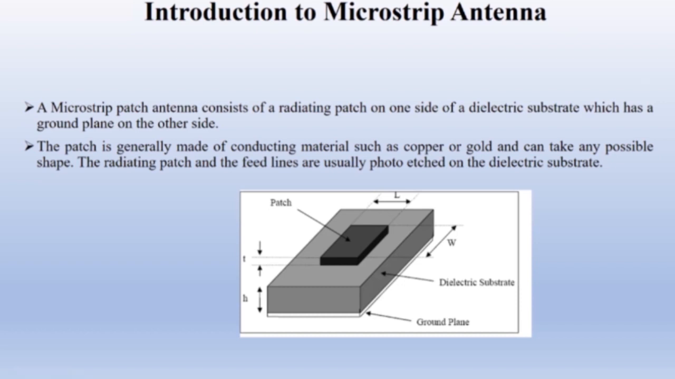What is that? It has a radiating patch on one side of a dielectric substrate, which has a ground plane on the other side. The patch is generally made of conducting material such as copper or gold, and it can take any possible shape. The radiating patch and the feed lines are usually photo etched on the dielectric substrate. This is my patch. Here my cursor is showing the rectangular patch, and this is my dielectric substrate. Beyond that, this is the ground plane, from where I will apply my feed for the transmitting power.